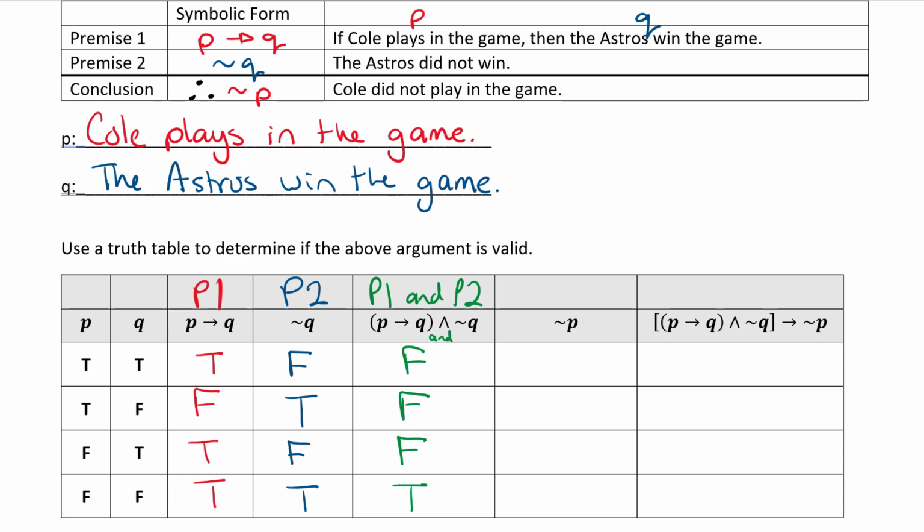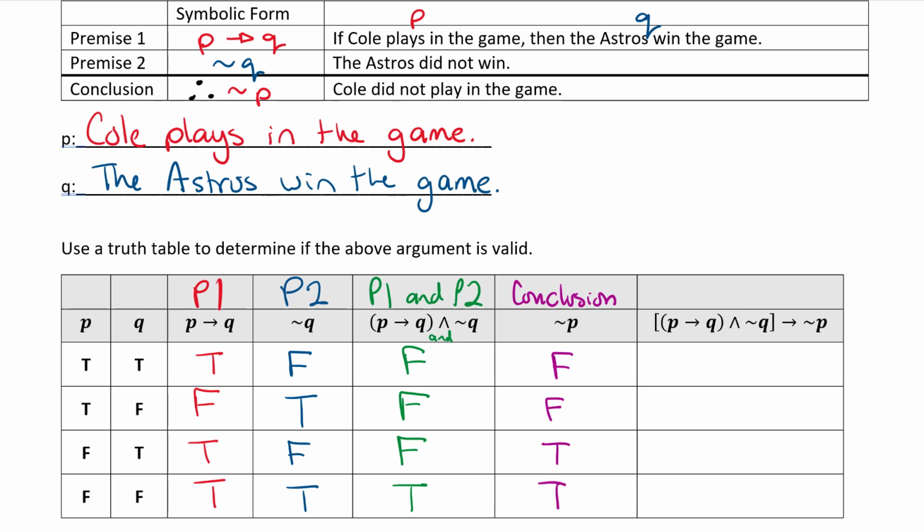Next we have not P. Okay, so I have the first column, which is P, and I want to do not P, which in this case is our conclusion. Each one of these columns is done on purpose so that we're proving our argument. So not P is going to be false, false, true, true.